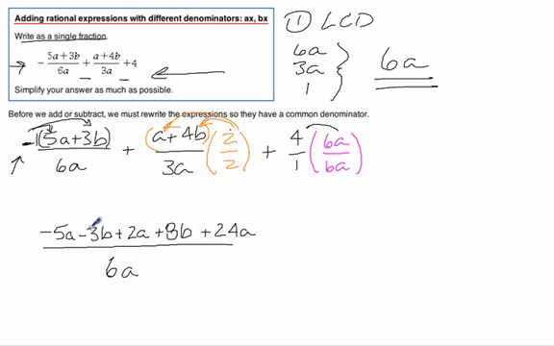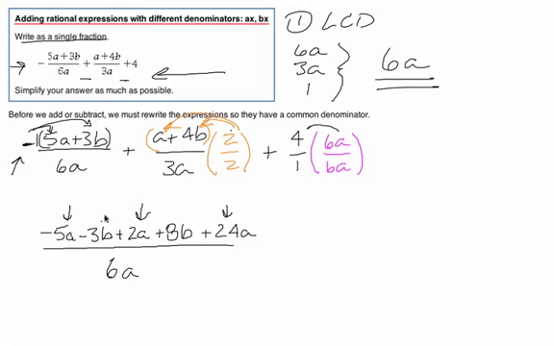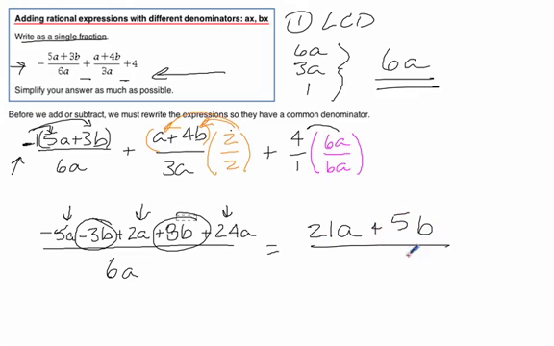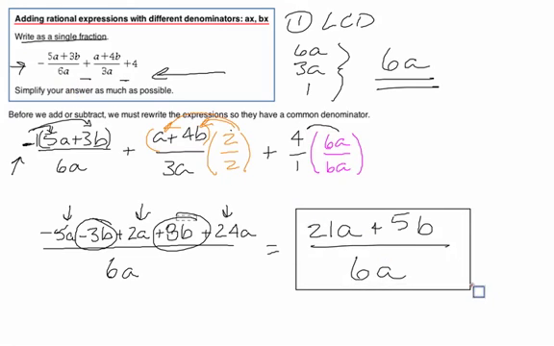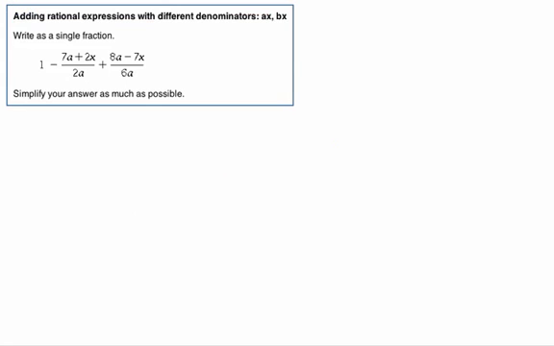Now we're not quite done, but really close. We want to combine like terms. We see we have an a here, here, and here. If we combine those, we have negative 5a plus 2a is negative 3a, plus 24a. That makes 21a. And then we have negative 3b plus 8b. That makes a positive 5b. And that's all going to be over 6a. That's our final answer. Although they're not all that quick, are they?